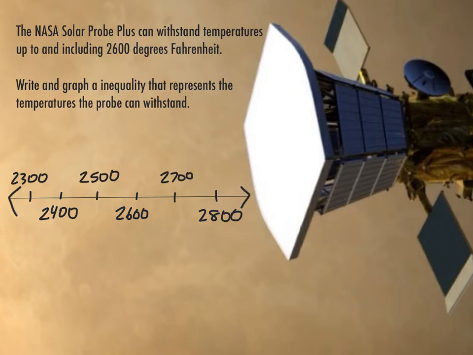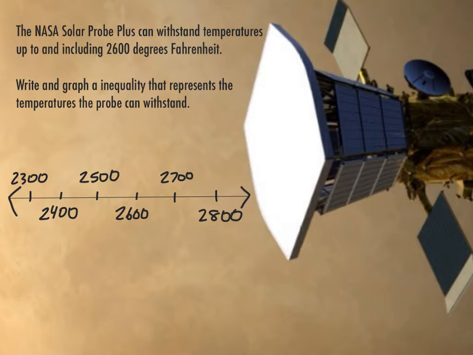All right, so a little word problem here. The NASA Solar Probe Plus can withstand temperatures of up to and including 2600 degrees Fahrenheit. We're going to write and graph an inequality that represents the temperatures that the probe can withstand. Okay. All right, so let's think about it real quick.